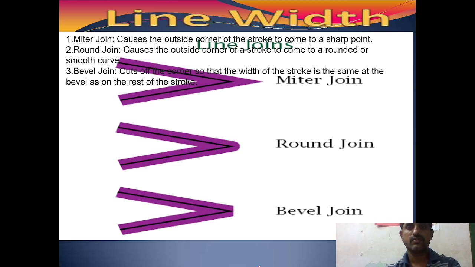We also have different kinds of joins: miter join, round join, and bevel join. A miter join causes the outside corner of the stroke to come to a sharp point. A round join causes the outside corner of the stroke to be rounded into a smooth curve. A bevel join cuts the corner so that the width of the stroke is the same as on the rest of the stroke. This is the miter join, round, and bevel.